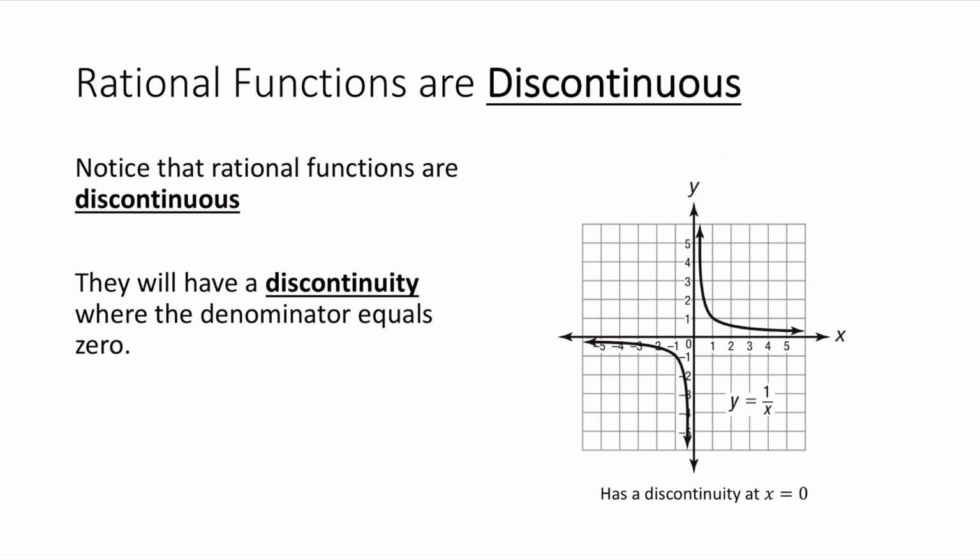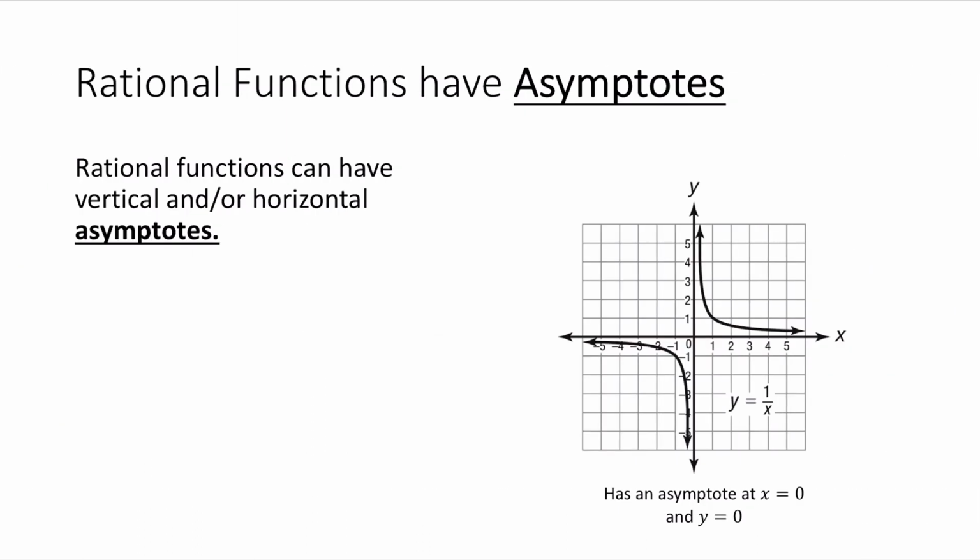So rational functions are discontinuous. That's because they have a discontinuity anywhere that the denominator equals 0. Notice in this example, we have y equals 1 over x. So the denominator will equal 0 at x equals 0. That's why the function has two pieces. You can see that it keeps going here, right? So this is one continuous piece, but then it breaks at x equals 0, and then I have another piece. So rational functions will be discontinuous.